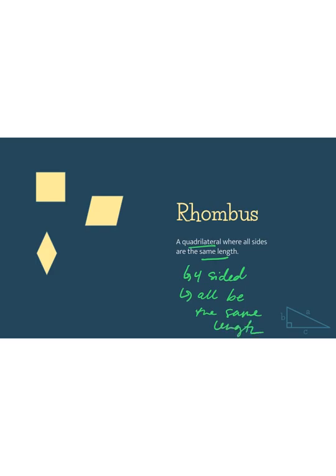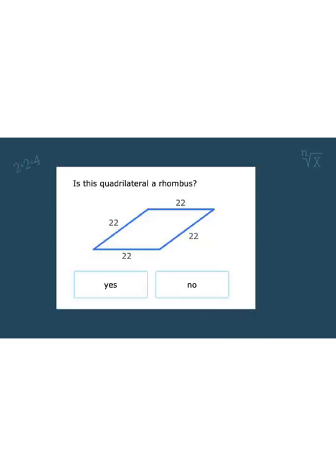Okay. Moving on. Is this quadrilateral a rhombus? Does it have four sides? Well, let's see. 1, 2, 3, 4. Yes. Are all the sides the same length? So we've got 22, 22, 22, 22. That's the measurement. Yes, they are all the same. So yes, this is a rhombus.